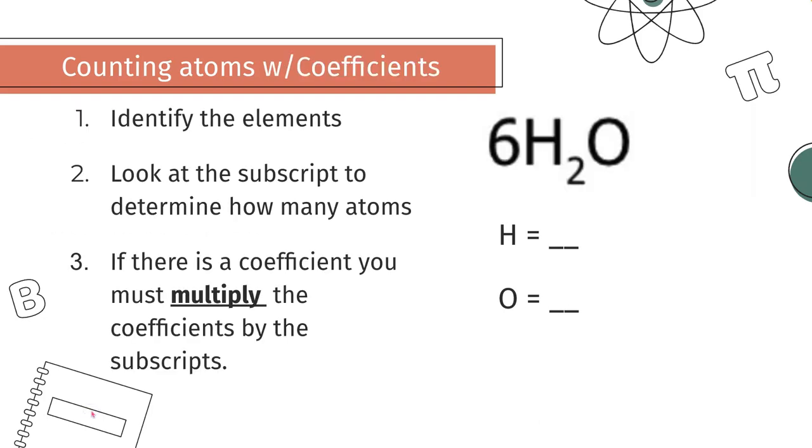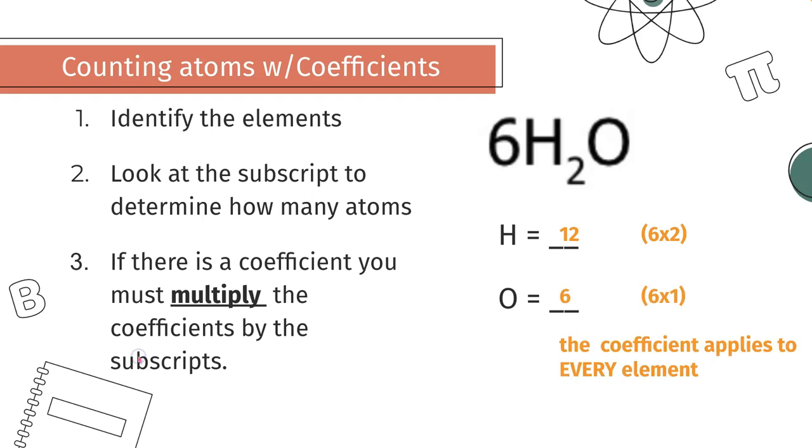What happens if I have a coefficient and a subscript? This is where you're going to multiply. So you multiply the coefficient by the subscript, and this applies to each element. So for hydrogen, 6 times 2, that means I have 12 hydrogen. For oxygen, there's no subscript, which means there's 1, so 6 times 1 is 6. Again, the coefficient applies to every element.